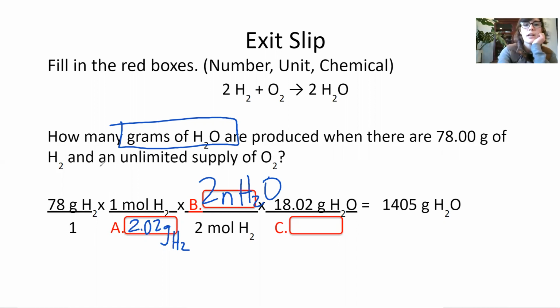So if you were getting confused about this, the unlimited supply of O2, that means that you have tons of oxygen available. It's not going to limit your reaction at all. So what we need to pay attention to is the hydrogen and the water for this question. All right, cool. So we got B done. And now, remember how we used to do those problems? Like I always put in the unit first. So figure out what unit needs to be canceled out and see if that can help you fill in C.